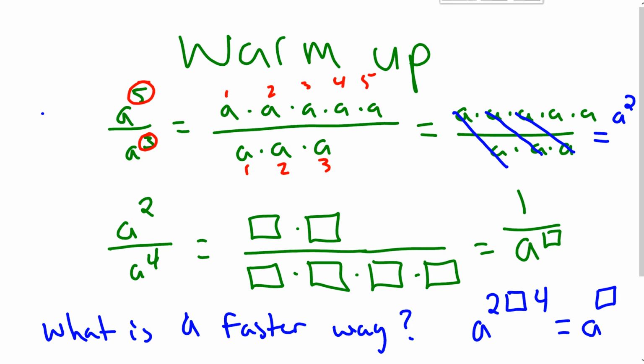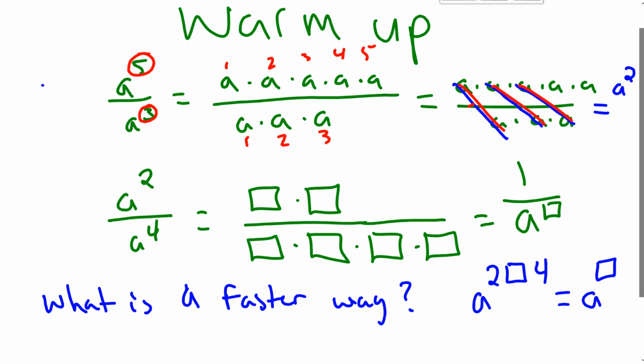Remember, whenever we're dividing by the same thing, 3 over 3, it's 1, or 10 over 10, it's 1. So a over a becomes 1, so I can cancel out those a's, cancel out 3 of the a's, and I'm left with a squared. Same thing here. And if I have more on bottom, that means I have a squared on bottom. So what's a faster way to do this?